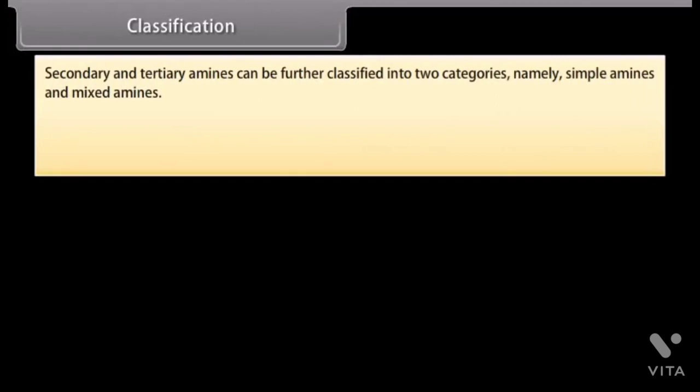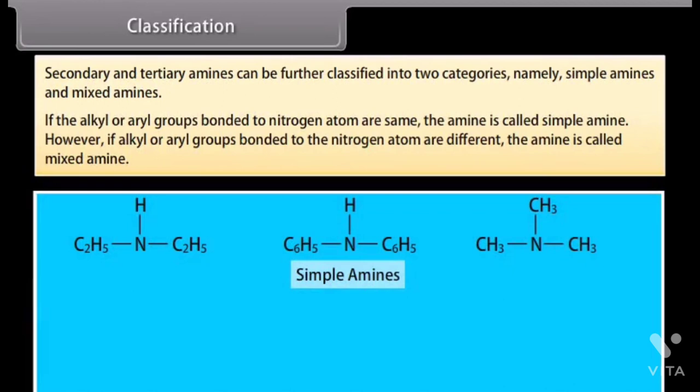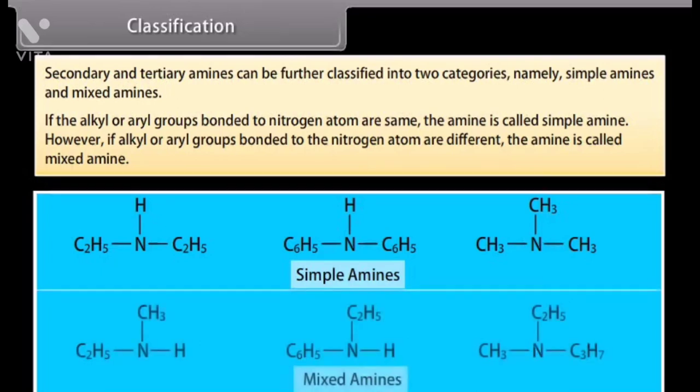Secondary and tertiary amines can be further classified into 2 categories, namely simple amines and mixed amines. If the alkyl or aryl groups bonded to nitrogen atom are same, the amine is called simple amine. However, if alkyl or aryl groups bonded to the nitrogen atom are different, the amine is called mixed amine.